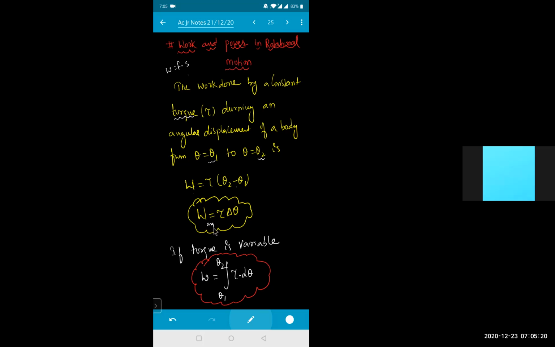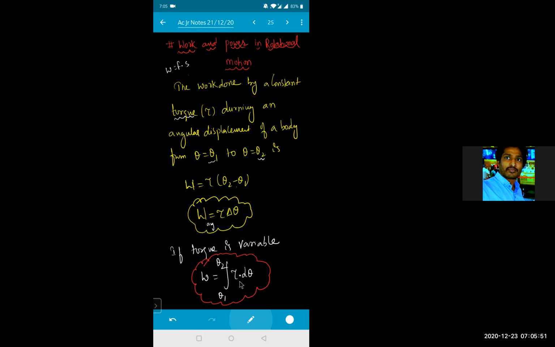So average work done can be calculated by the formula W is equal to tau into delta theta. If torque is variable, then you need to use integration. If torque is variable, work done will be equal to the integral of tau into d theta, with limits from theta 1 to theta 2. If torque is constant, you use the formula tau into theta directly.